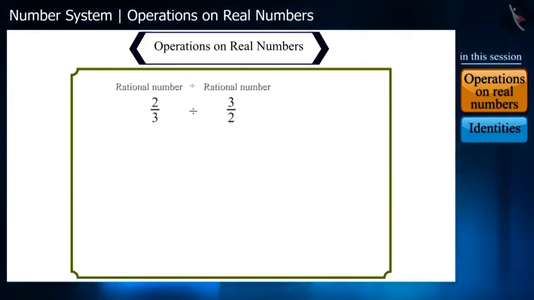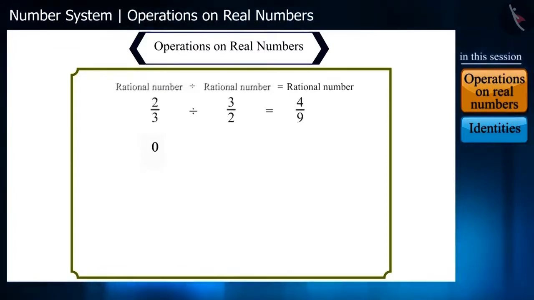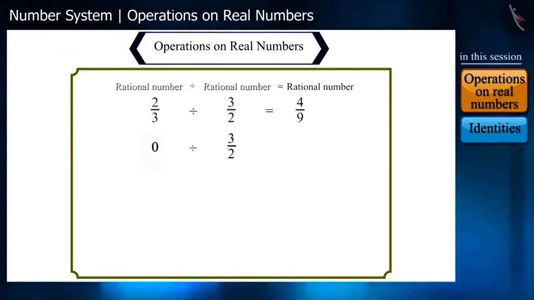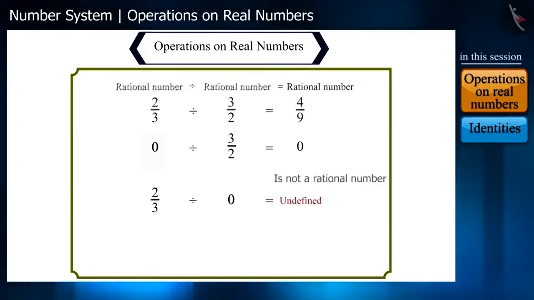Let us see. Here are 2 rational numbers. When we divide them, we will still get a rational number. Please notice here, in place of 2 by 3, if we keep 0 and then divide it by 3 by 2, we will get 0, which is a rational number. But now, if we replace 3 by 2 by 0 and divide 2 by 3 by 0, we will get a number which is undefined, or say that it isn't a rational number.